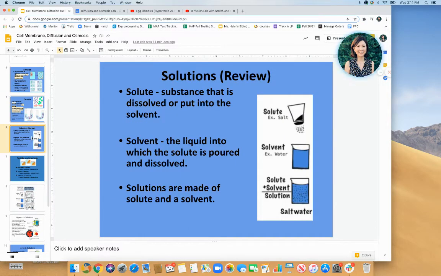Okay, a couple other terms you're going to need to know is solute, solvent, and solutions. You don't have to memorize it, but basically a solution is a solute and a solvent. A solvent is the liquid that you are adding the solute to. So solute could be salt, it could be sugar, it could be any sort of chemical you're adding to the liquid. And it's dissolved in the solvent. So when you take a solute, dissolve it in the solvent, then you get a solution.